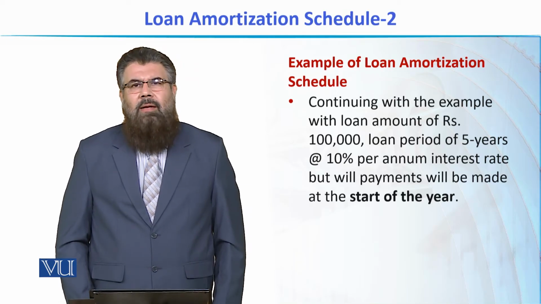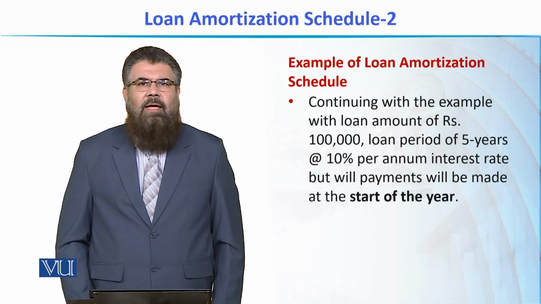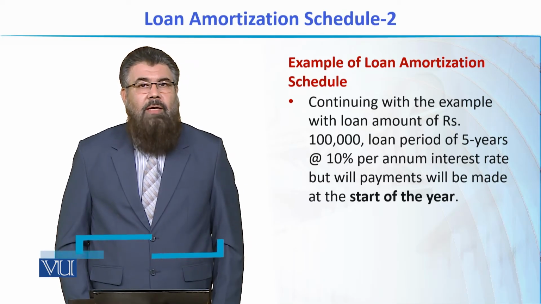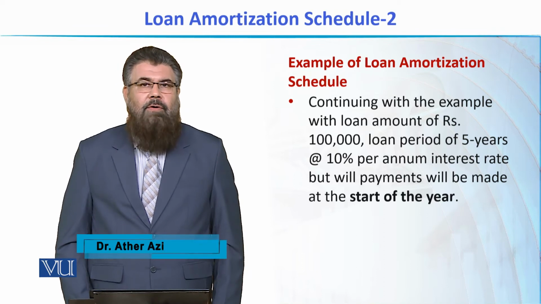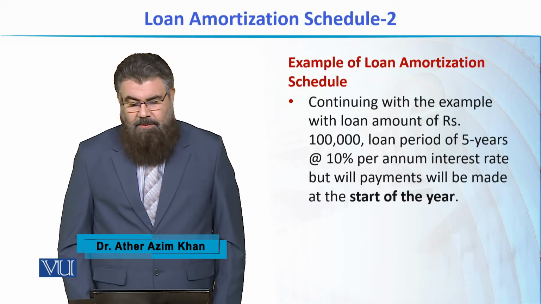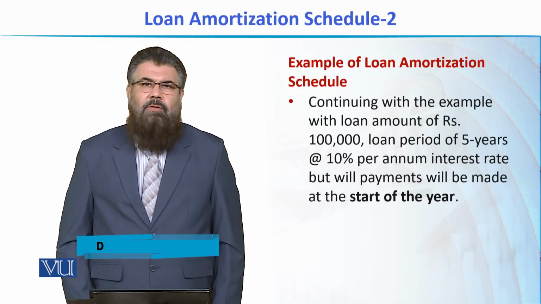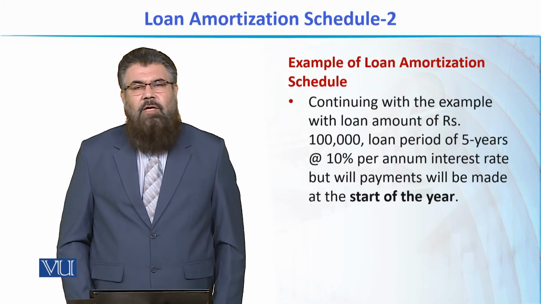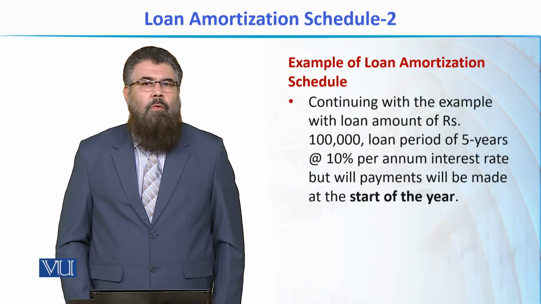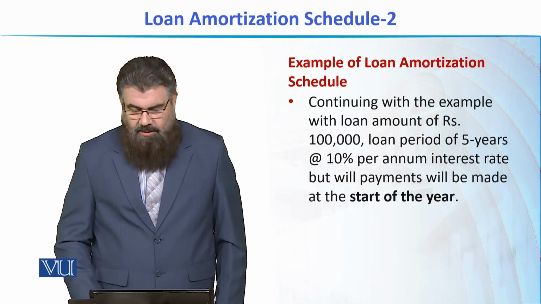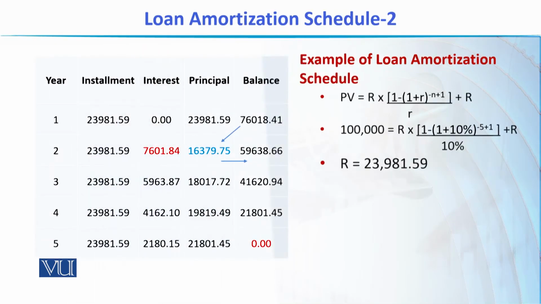लेकिन बहरहाल in our calculations we consider it as the first installment that is paid at 0 point, that is at the beginning of year 1. Now we'll consider the same example with 100,000 rupees loan taken for 5 years with an interest rate of 10%. But the only change that we are making in the example is that we are assuming that the repayment will be at the start of the year.